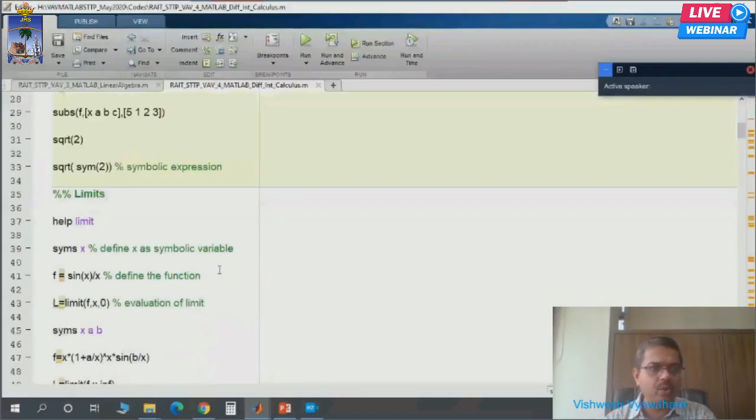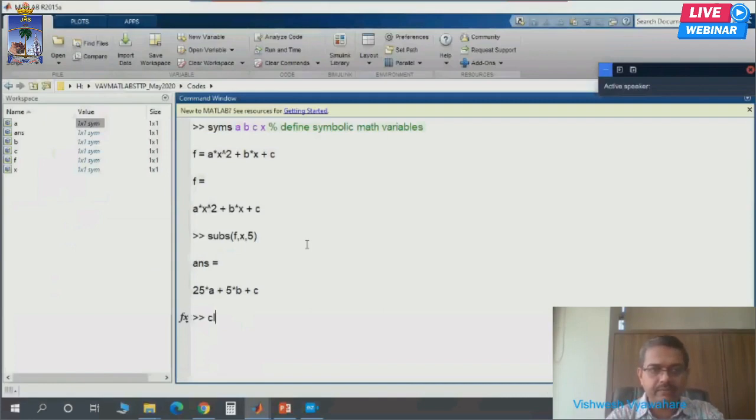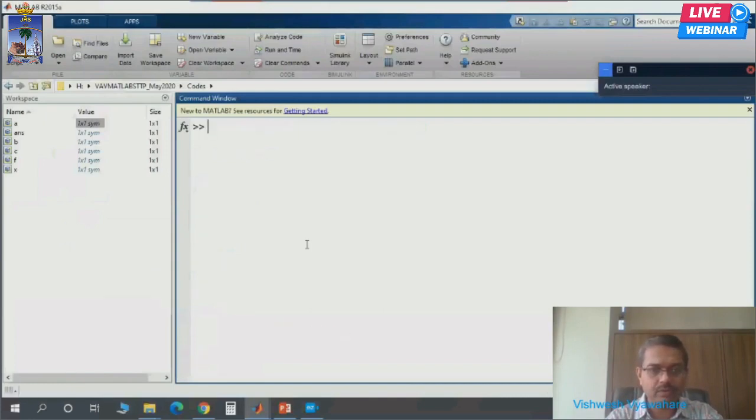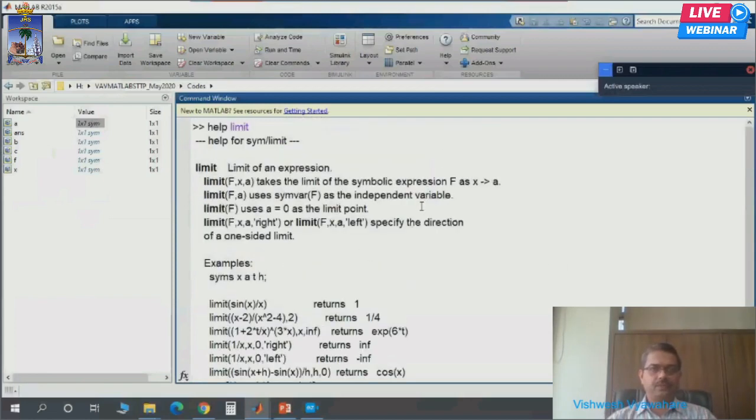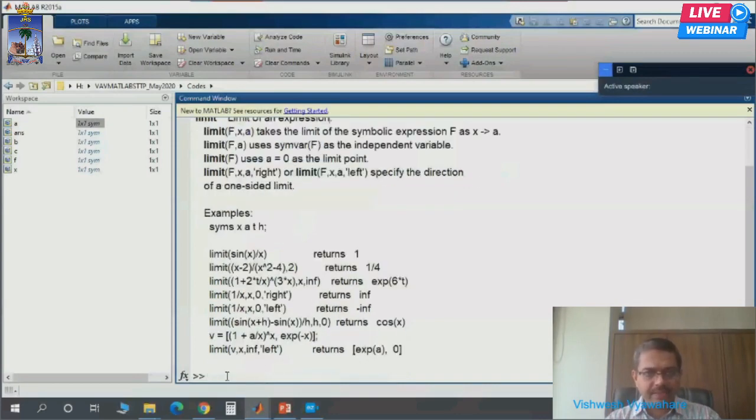Now let's directly go to the limits. The command is limit. Help limit. Okay, limit of an expression. It calculates the limit of an expression. Now let us take a simple example.